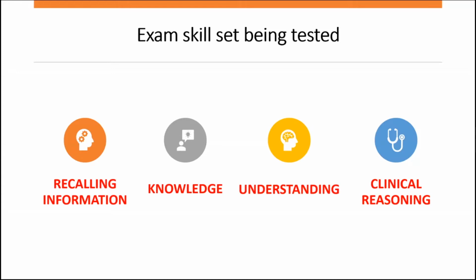The exam skill set being tested throughout the whole of the Viva can be categorized in these 4 categories. So recalling information, what your knowledge about the condition, the specific condition or the differential diagnosis of the condition is, what is your understanding about it, and whether you can present clinical reasoning in respect to the condition you have in your hands. So basically what we're looking for is to see whether you can graduate and go out in a general dental practice and be a dentist, okay? As simple as that.